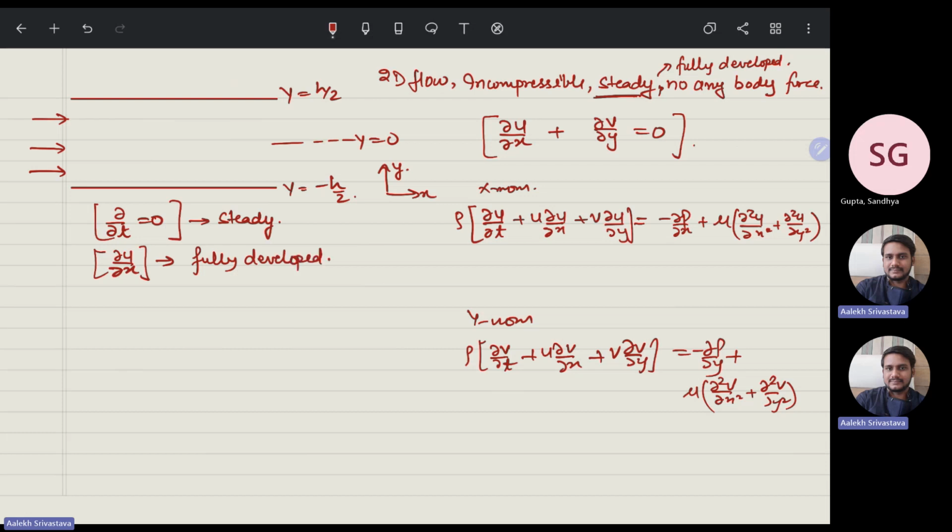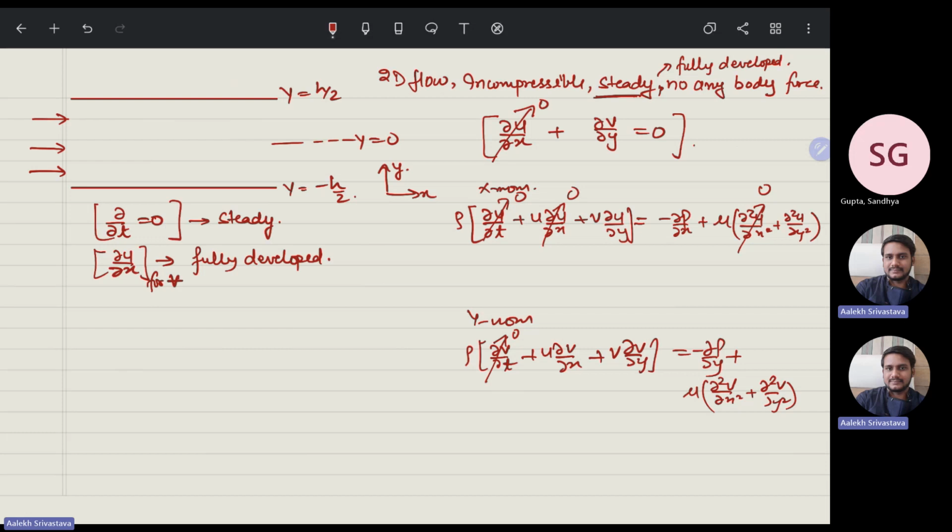Okay. So for every y, the flow has fully developed. Now, if I just put the assumptions into the equation, this term will be equal to 0, this term will be equal to 0, this term will be equal to 0, this will go away, and this term also, because of steady state, then the fully developed. So okay, now all these are the terms that have gone.